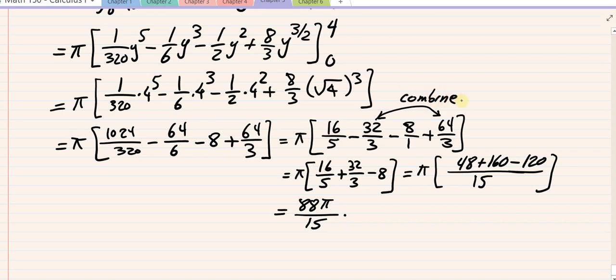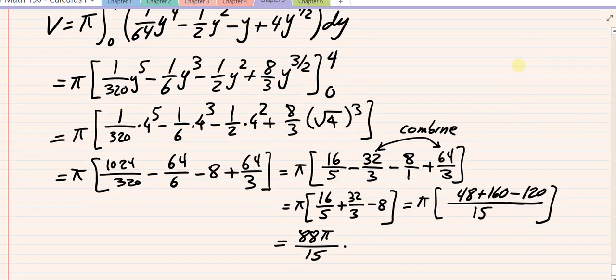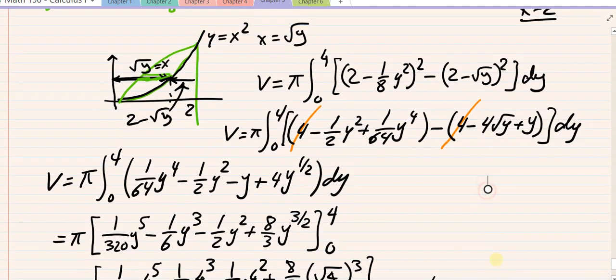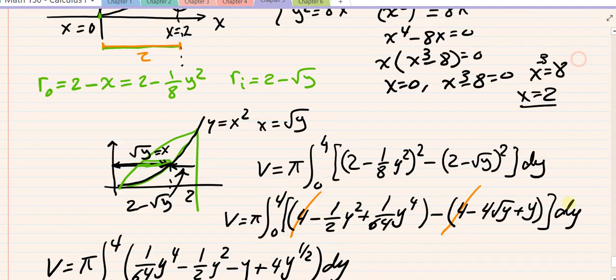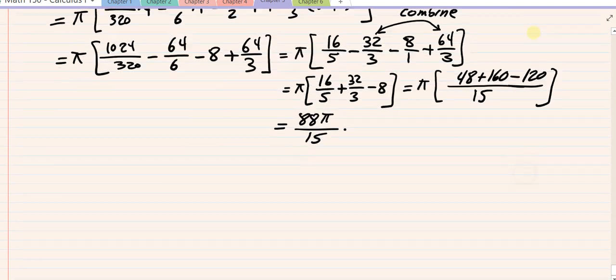Again, the answer to this exercise, the volume of solid is 88 pi over 15. And that ends this segment of the exercise. So that was, again, exercise number 38. So we did practice finding volume using discs and washers.